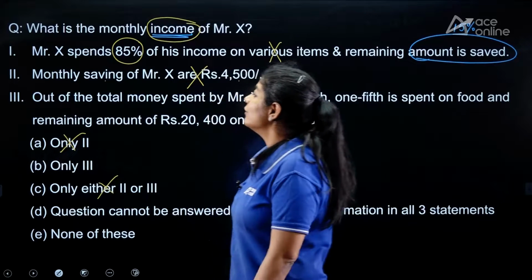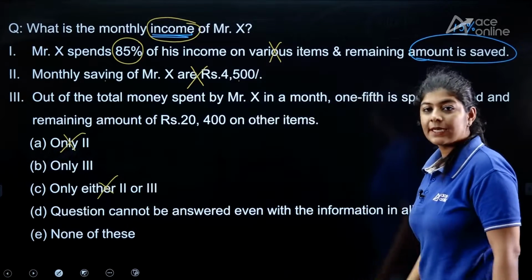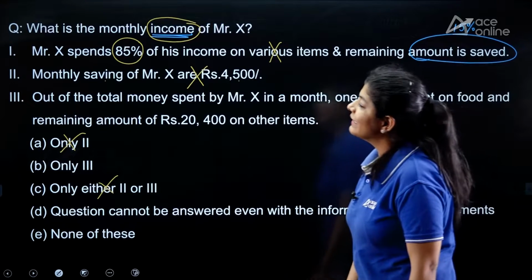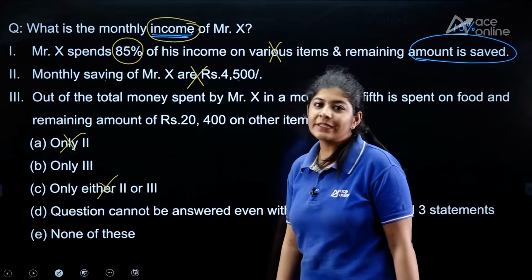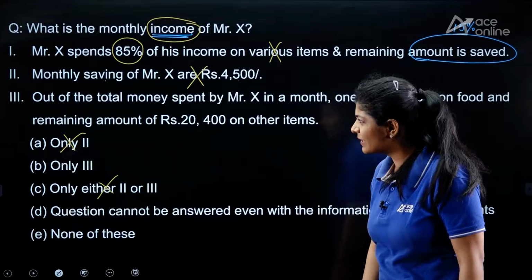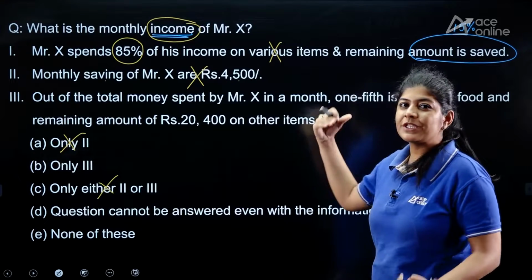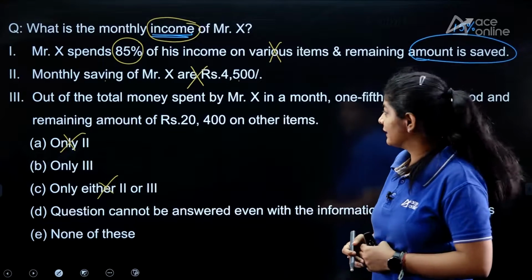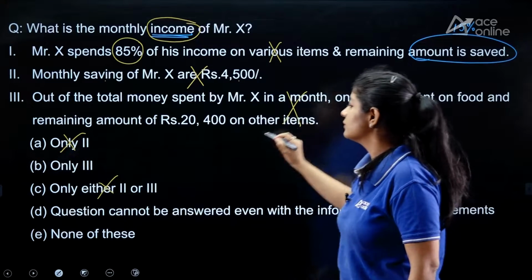Third one, out of the total money spent by Mr. X in a month, 1/5 is spent on food and the remaining amount of rupees 20,400 on other items. But here we don't know how much expenditure he is doing and what the savings are. So we are not able to define it, right? So with this one also, no.